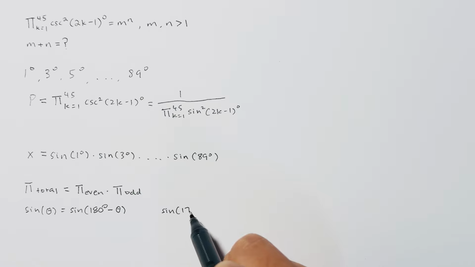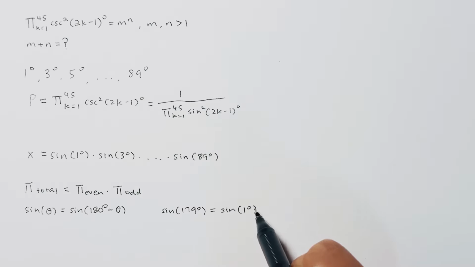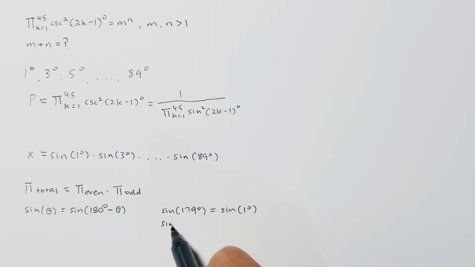sine 179 degrees equals sine of 1 degree, sine of 177 degrees equals sine of 3 degrees, and sine of 91 degrees would equal sine of 89 degrees. So the product of all the odds is actually our target product x squared.